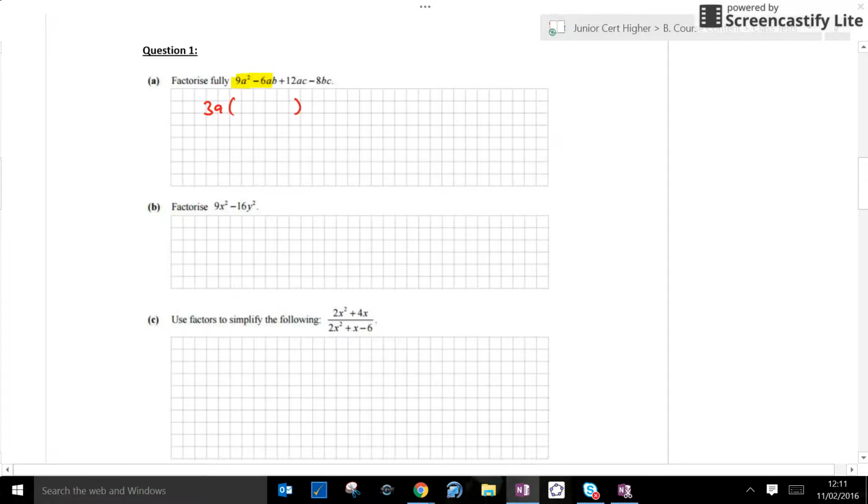So now I divide 9a squared by 3a. Well, 9 divided by 3 is 3. A squared divided by a is a. Next I have minus 6ab divided by 3a. So minus 6 divided by 3 is minus 2. ab divided by a, well, a goes into itself once, leaving us with just b.